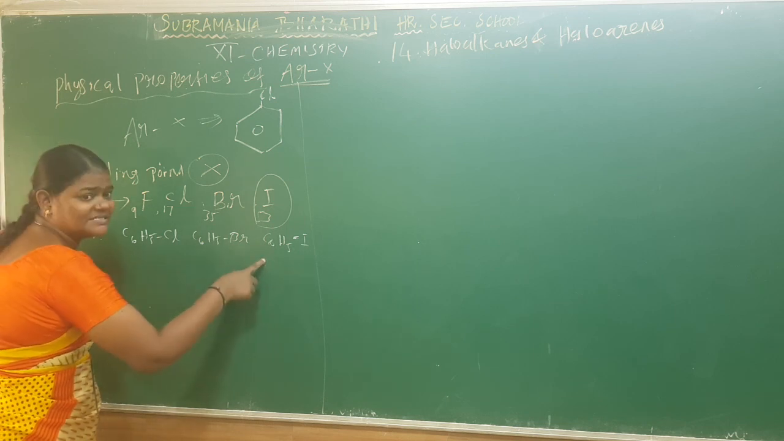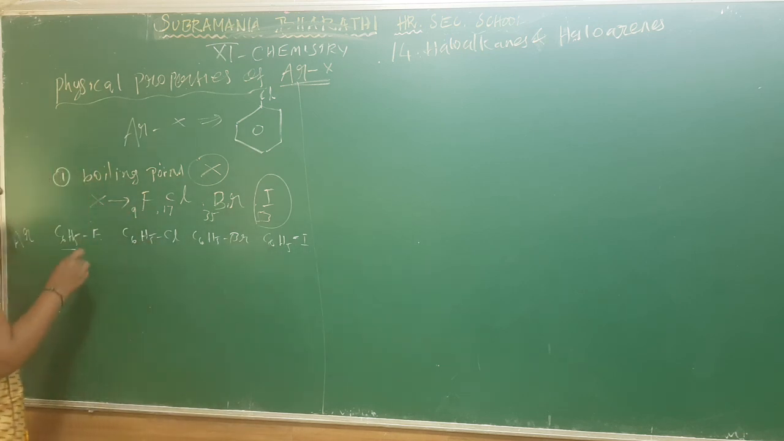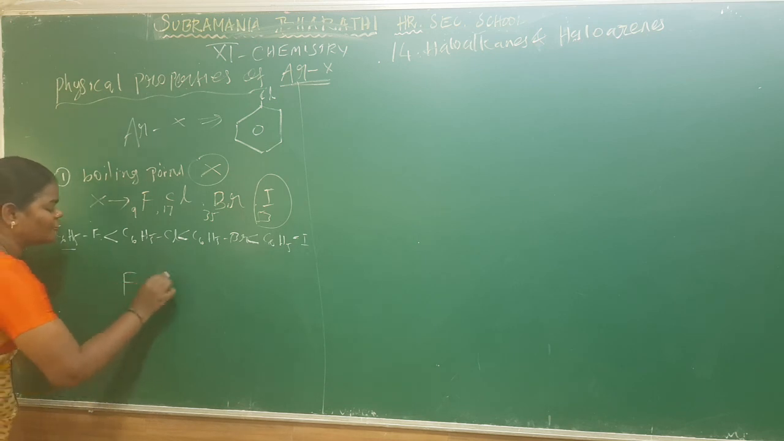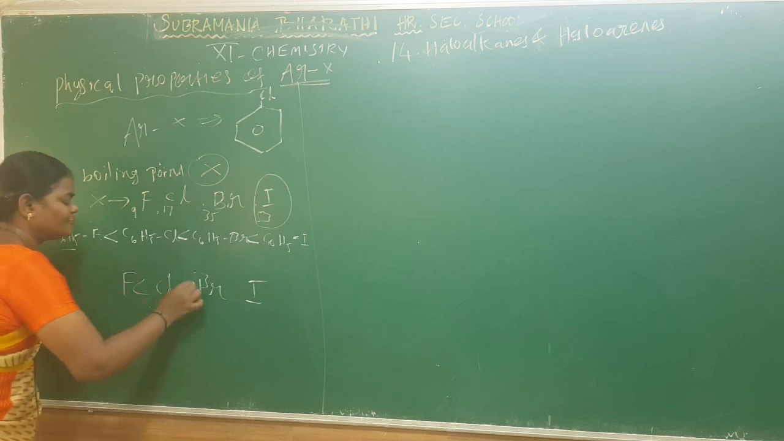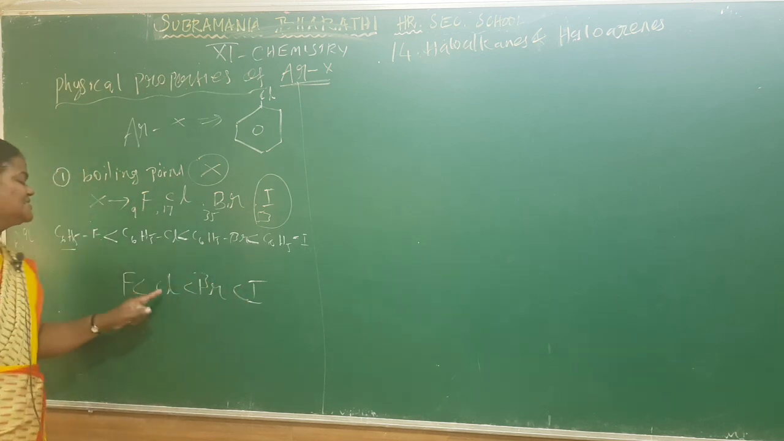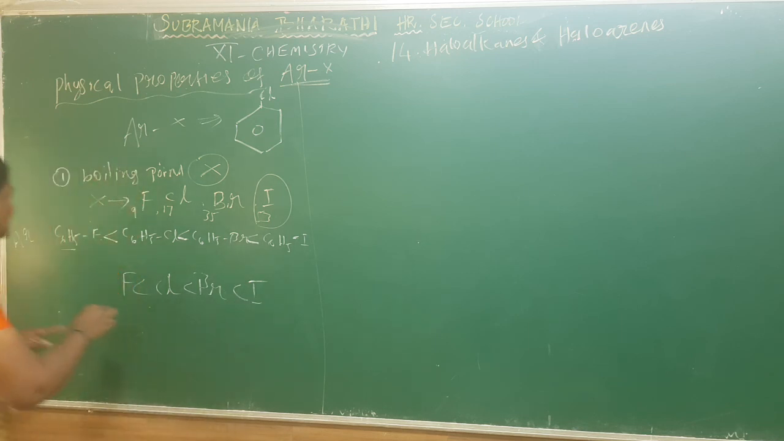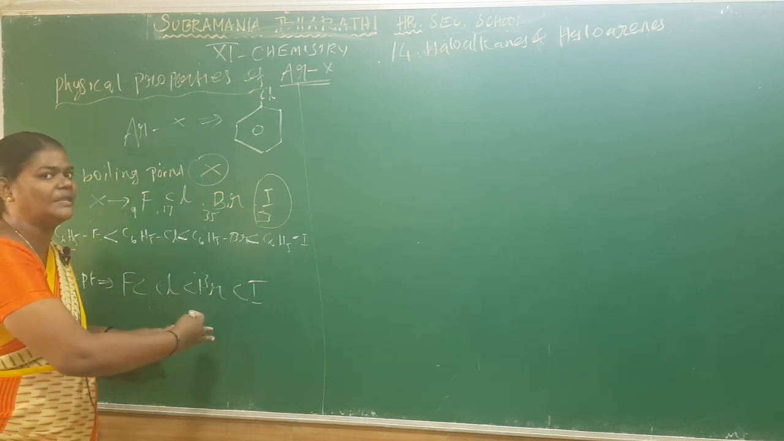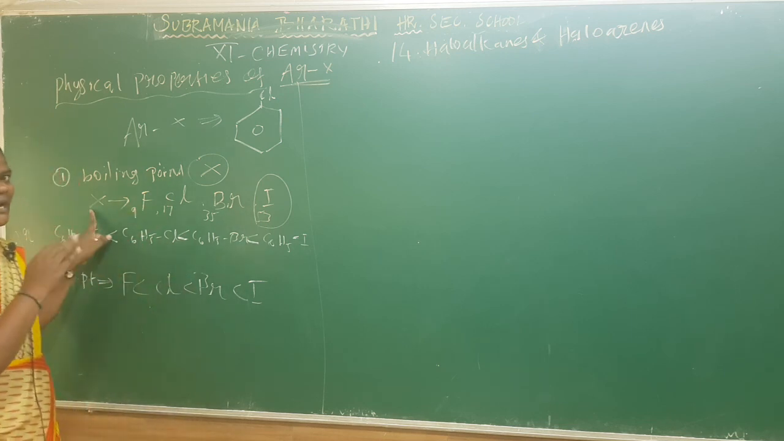So which halogen has the higher density and higher atomic number? Iodobenzene. So iodobenzene has a higher boiling point compared to the other halogens. Chlorine compared to bromine has a lower boiling point, and iodine has the highest boiling point. This boiling point order is very important. This is the increasing order of boiling point of halogen substituents along with the aromatic benzene ring.